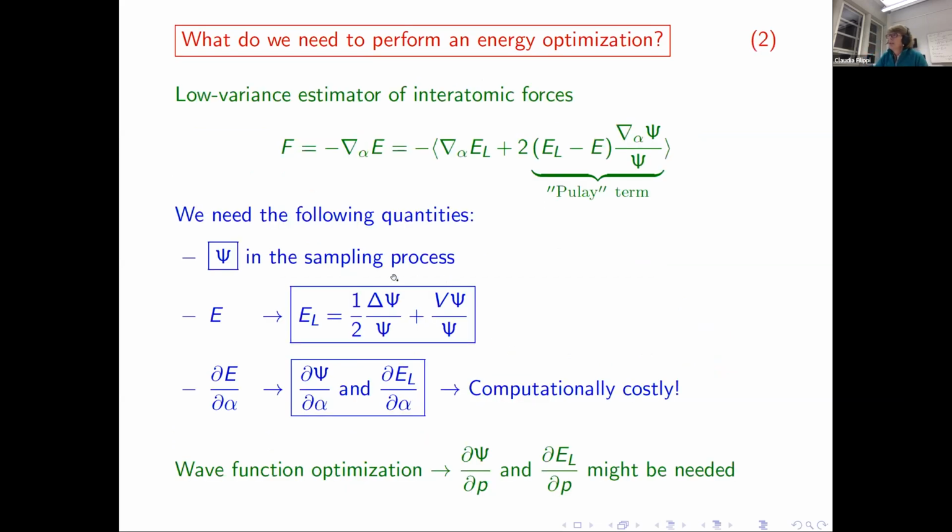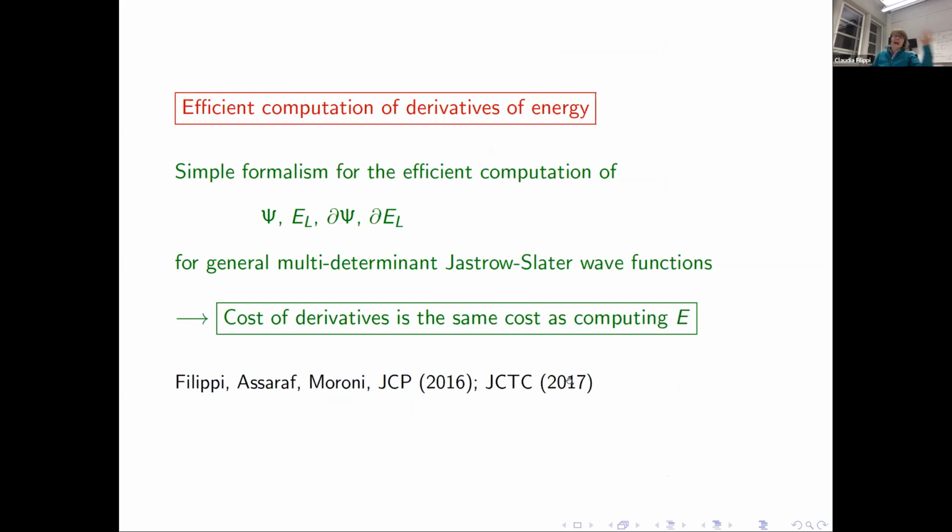Okay. So indeed, if you're writing down this low variance estimation of the interatomic forces, you will need the wave function in the sampling process, the local energy, and the derivative of the energy, so the derivative of the wave function and the derivative of the local energy. And the same is true if you're doing wave function optimization, and for instance using the linear method, you will actually need the derivative of the wave function with respect to the parameter and the derivative of the local energy with respect to the parameter, since what you will need is the Hamiltonian acting on the derivative of the wave function with respect to the parameter. Okay, and all of this is quite costly if done in a straightforward manner.